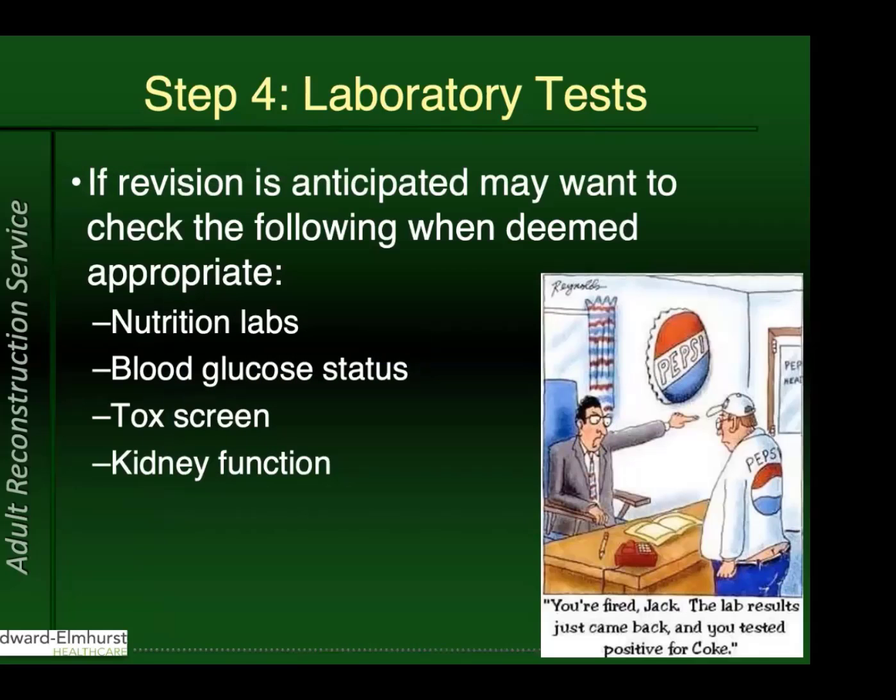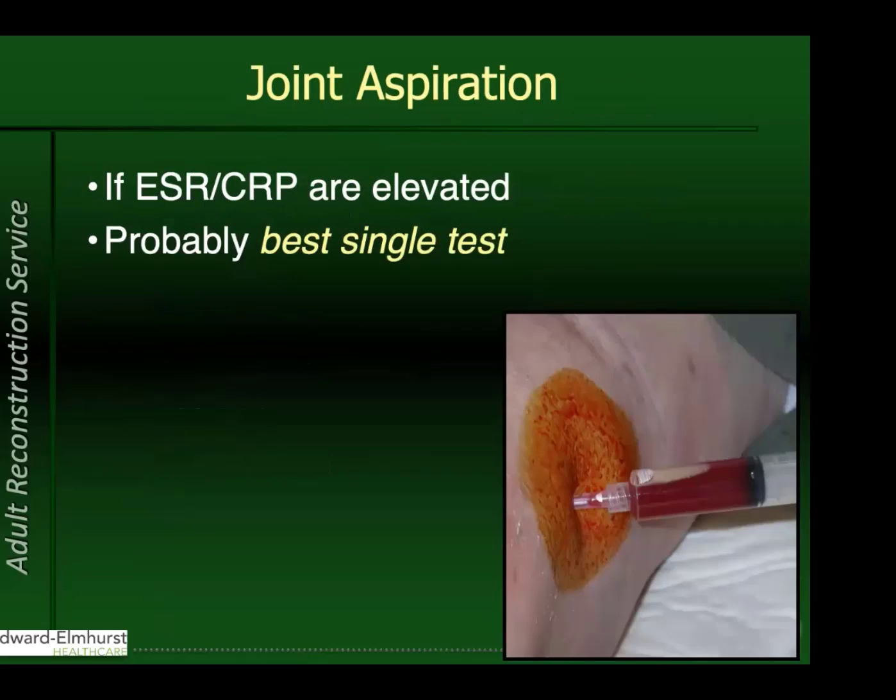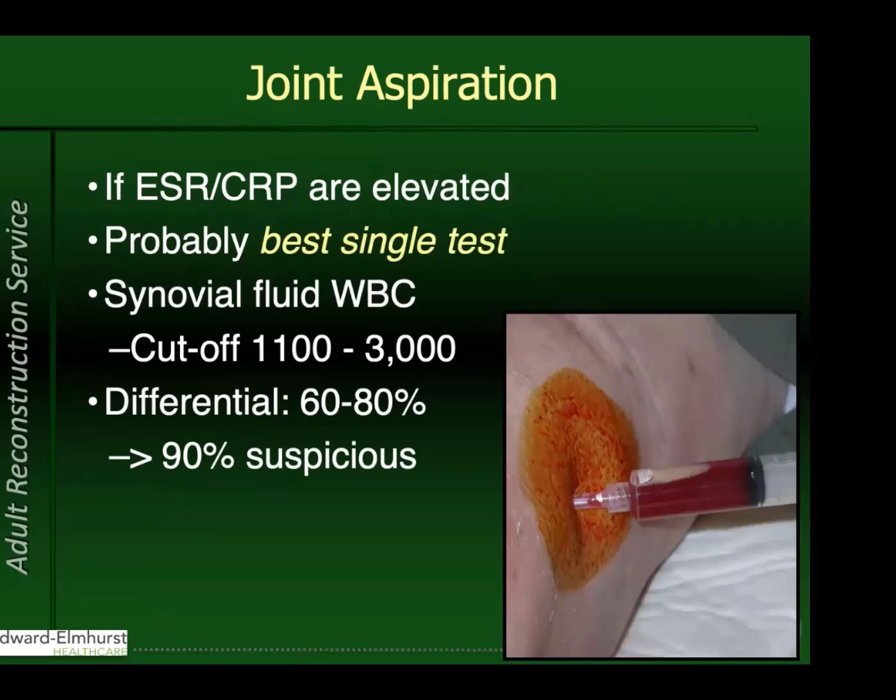But usually for other labs that I may check for my patients, if I'm concerned at all outside of infection, will be nutrition labs, blood glucose status, tox screen, kidney function when those are appropriate. And there are definitely scenarios in our revision settings where those are. If the ESR and CRP are elevated, then I will go ahead and do a joint aspiration. My cutoff is usually around 3,000 white blood cells, although you'll find different ones in the literature, and a differential of about 80% segs. Anything over 90% segs, I'm definitely suspicious for infection. And that means I'll even go a little lower on my white blood cell count if they have that many segs.